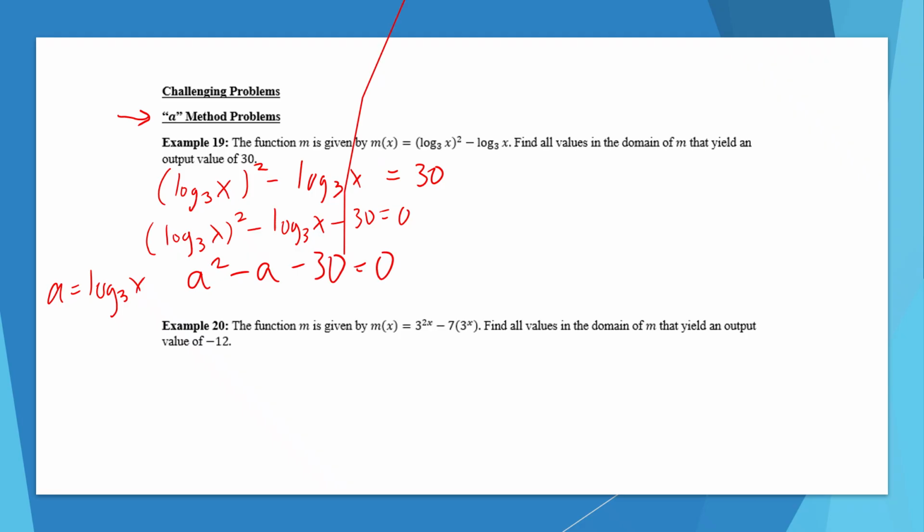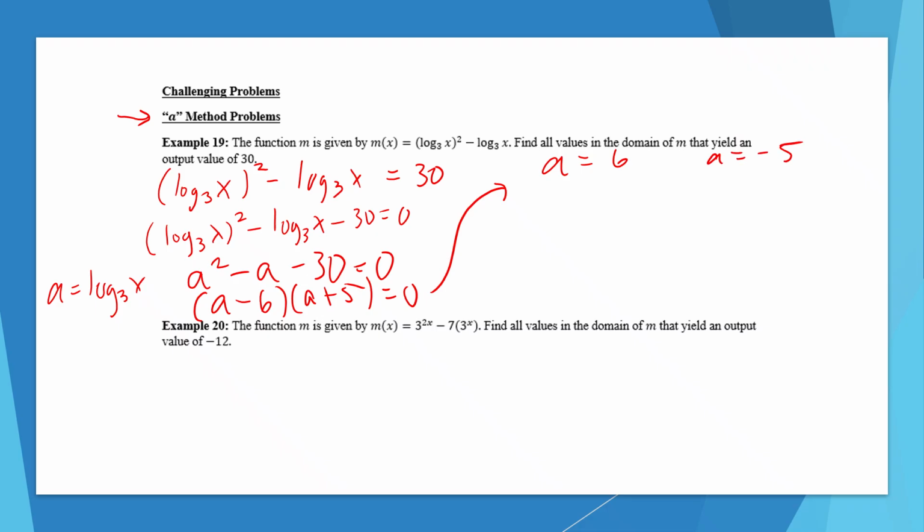So once I have that, let me erase that line there. Then I'm going to factor it. So this should factor into a minus 6, a plus 5. So make sure you factor correctly. I've had students miss this question and do everything else correct just because they were not able to factor. This should then give us solutions of a equals 6 and a equals negative 5.